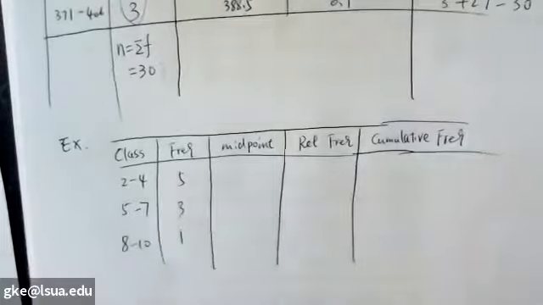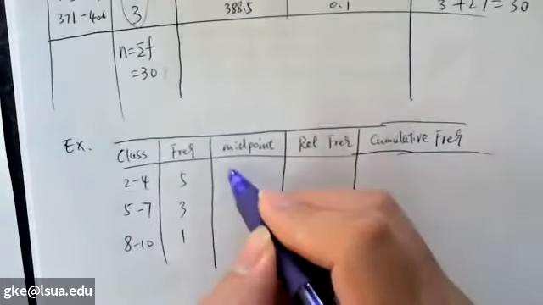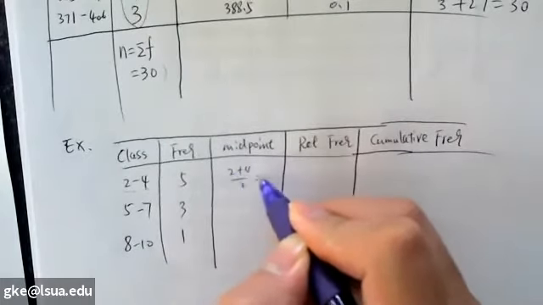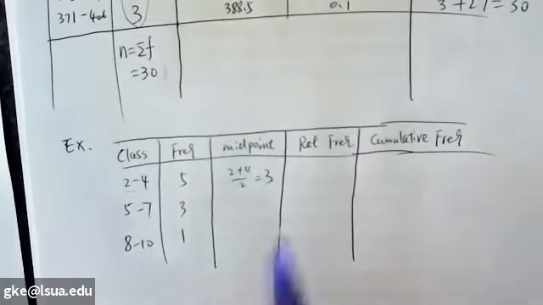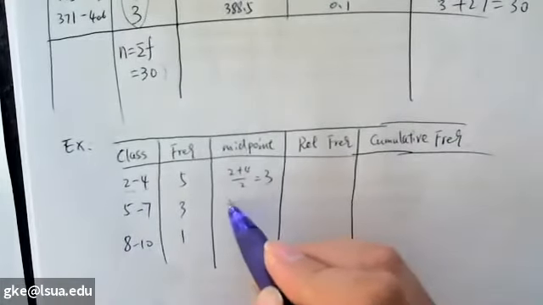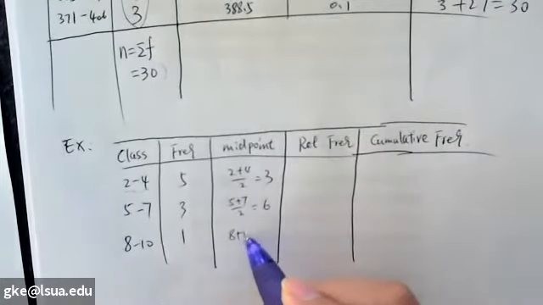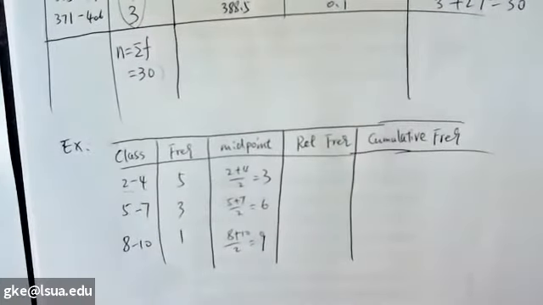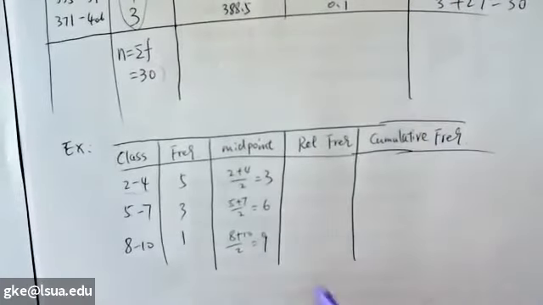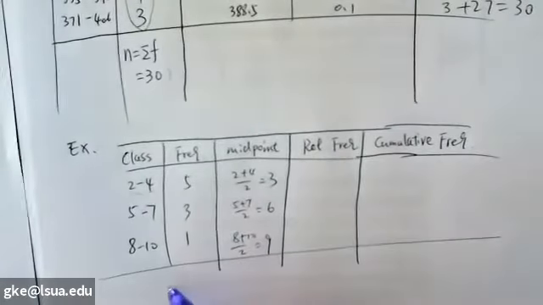So for the midpoint, we just consider the class, right? We calculate (2 plus 4)/2 equals 3, right? And (5 plus 7) divided by 2 should be 6. (8 plus 10)/2 should be 9. Right? Very simple. For the relative frequency, we're gonna use the sample size, right?